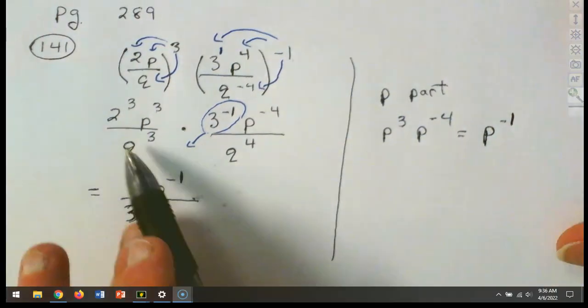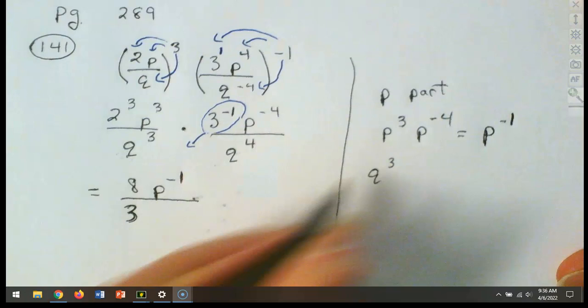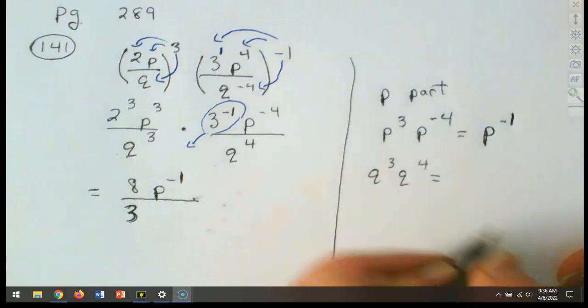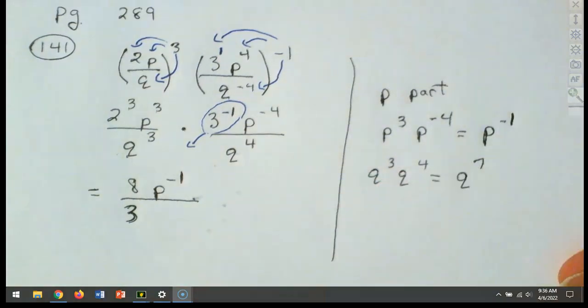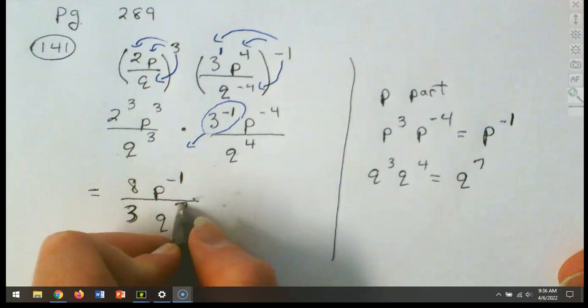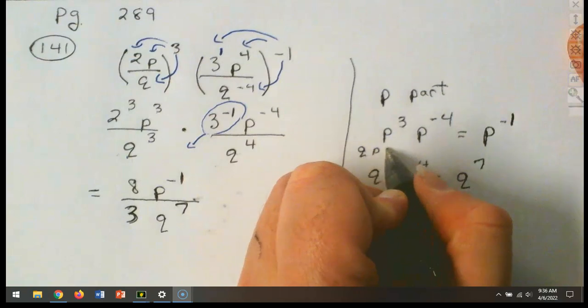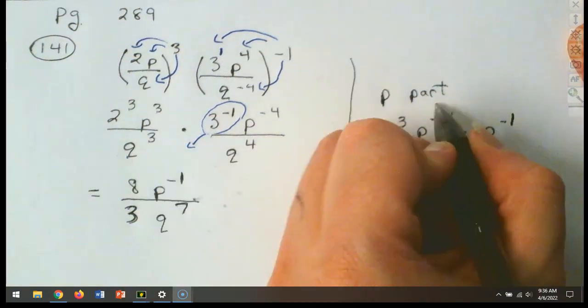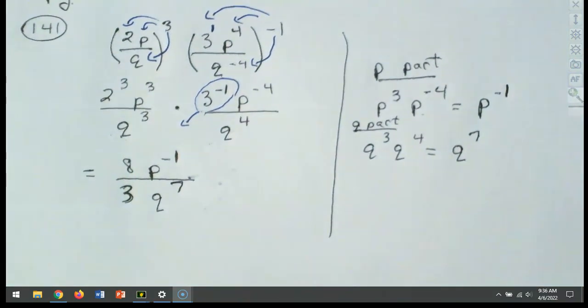What about the q's? Okay, they're both down below, right? So we've got q to the 3rd, q to the 4th, no parentheses, so those add together. And that makes it q to the what? 7th. And these q's are all down below, so it stays down below. That's the q part. Now, we're not quite done yet because we have one more step to work through here. Okay, what do we need to do next?